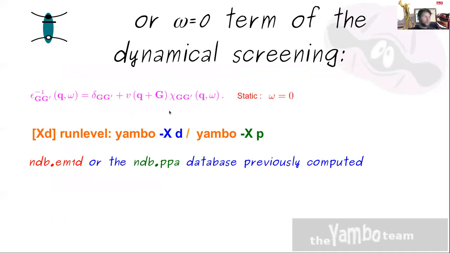In case you previously performed other calculations with Yambo, you may already have some dynamical screening database. That is either this ndb.em1d, which is the epsilon to the -1 dynamical, or this ndb.pp, that is the dynamical screening within the plasmon pole approximation. So both databases contain also the omega equals 0 term, and thus you can avoid the computation of static screening in this case. It is identical to the direct use of the static screening.